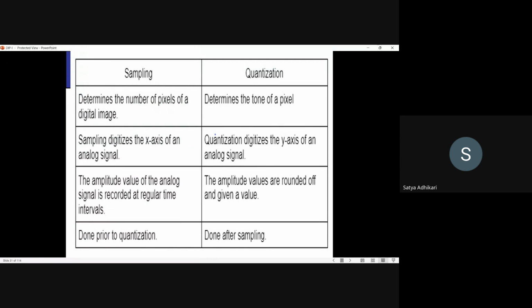Sampling is done prior to quantization, that is, quantization is done after the sampling. These are the small ideas about the difference between sampling and quantization. In any conversion from one signal to another signal, two processes are used for that purpose. One is sampling, another is quantization.